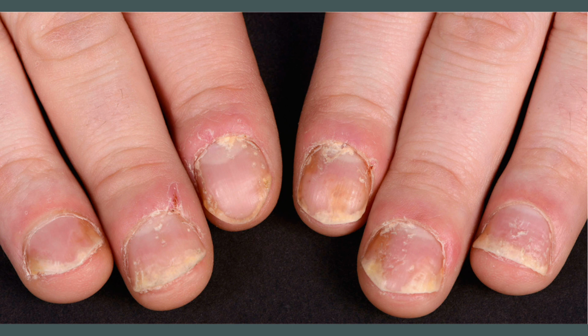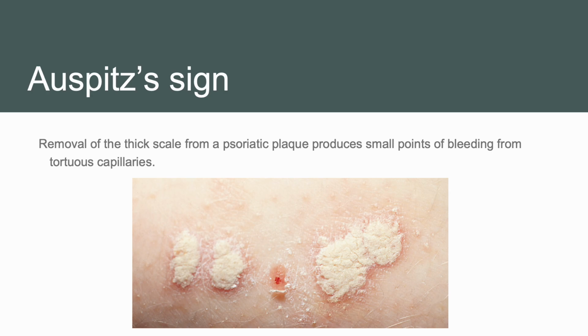Auspitz's sign is when a psoriatic plaque is removed. It leaves behind this area of pinpoint bleeding. Helps to confirm the diagnosis of psoriasis.